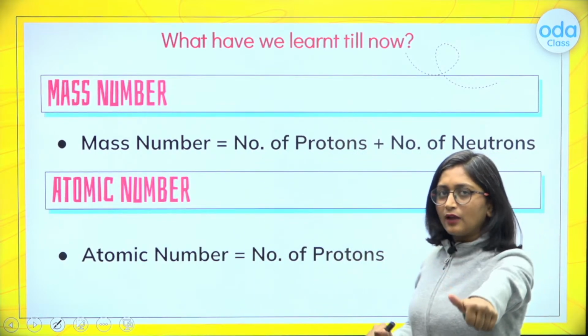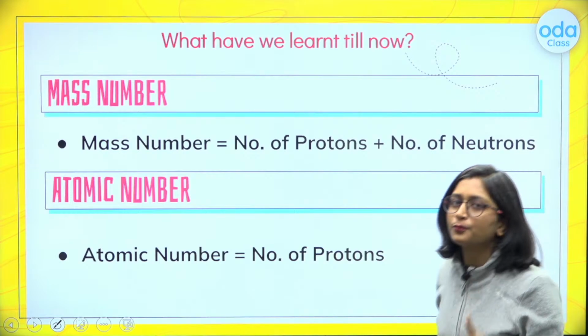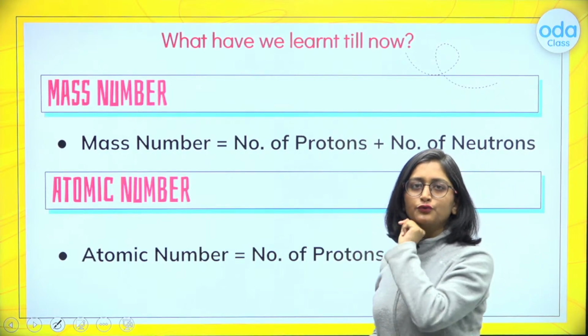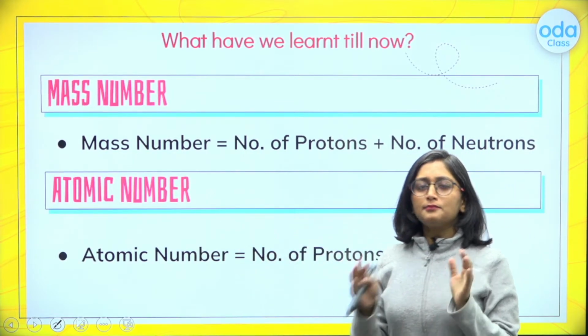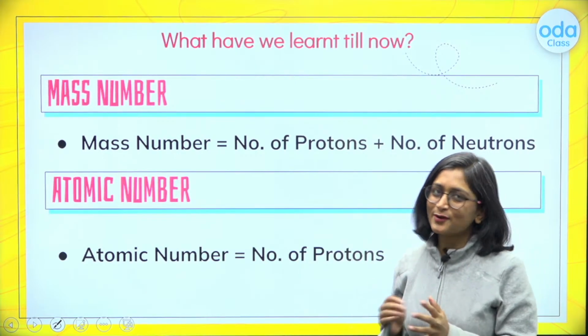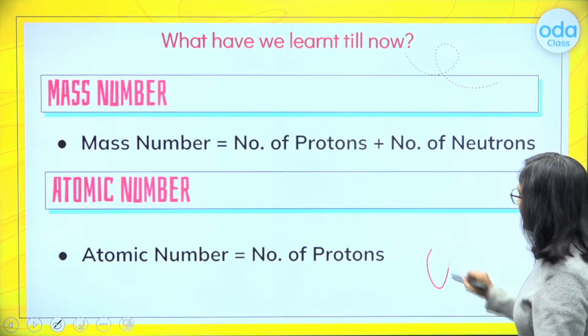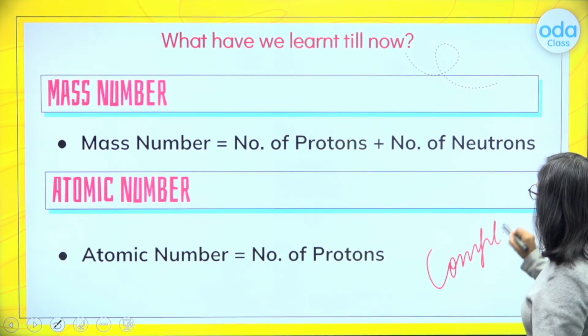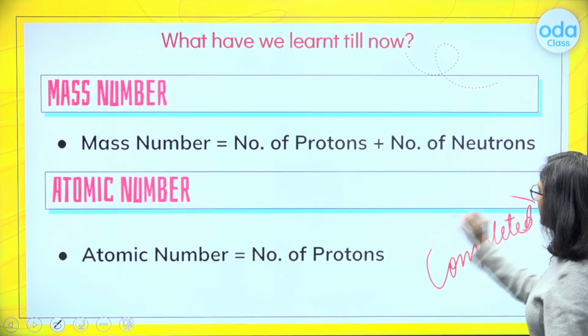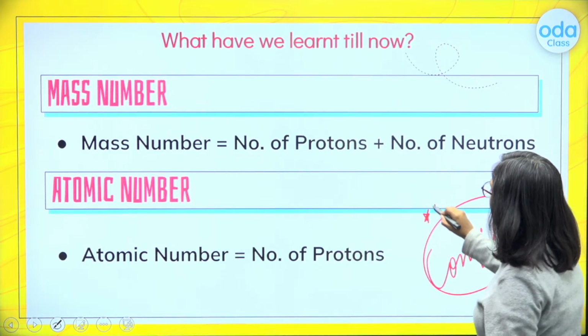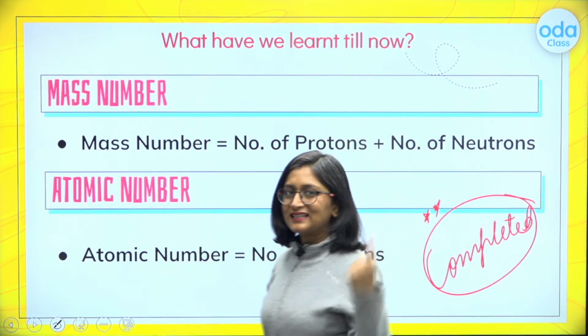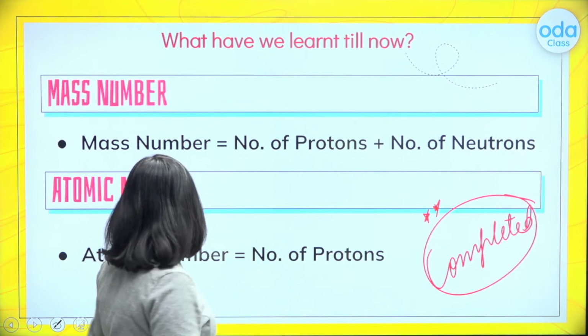So everyone, done with this? Mass number is equal to number of protons plus number of neutrons. Well, the atomic number is equal to the number of protons. Done. I hope that you can say that yes, we are completed with the concept. Can you star mark that? Yes, ma'am. If the question comes from this concept, I would be able to solve it, right?